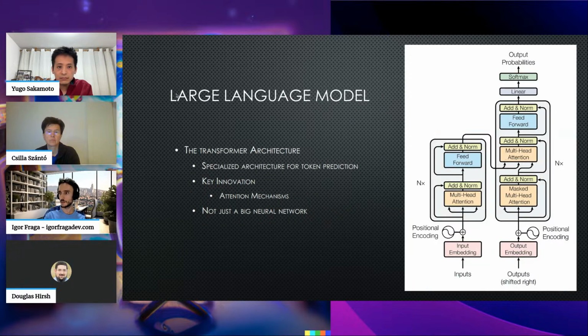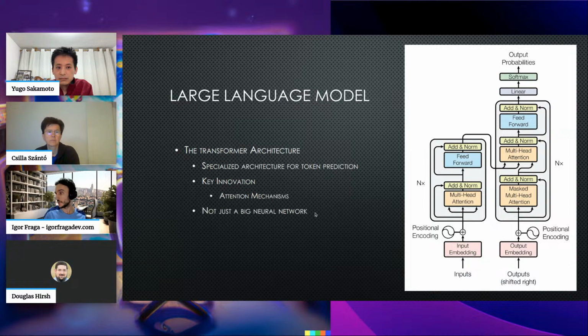And then coming to the star of the night, the large language models that we're going to talk about. These changes are not only machine learning, they are not a big neural network. Here we are introducing the transformer architecture. It's much more than just learning what this is and what this is not. This is a specialized architecture for token prediction. The key innovation is the attention mechanism, and this is not just a big neural network.